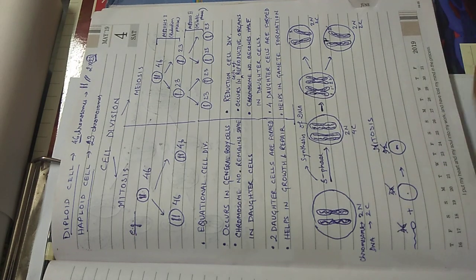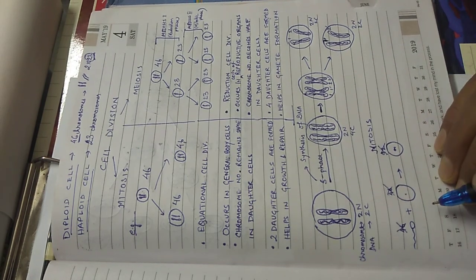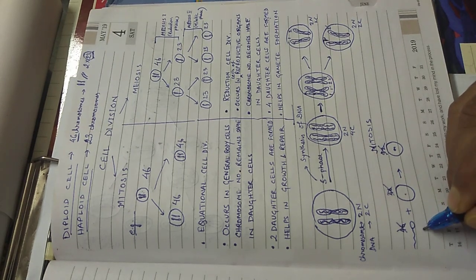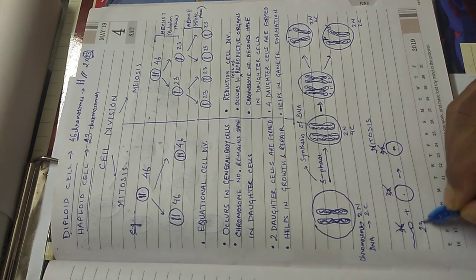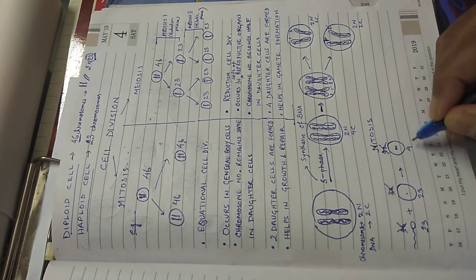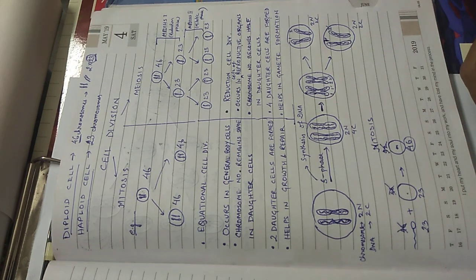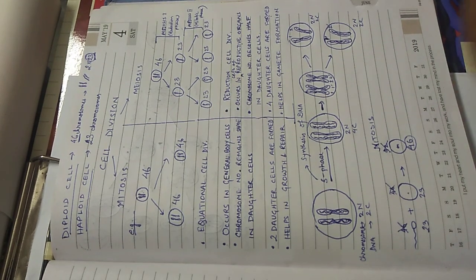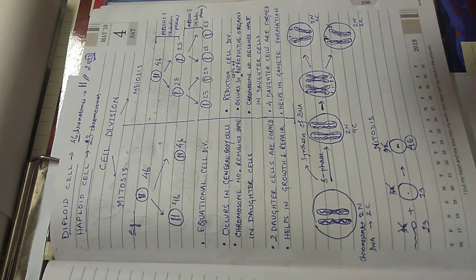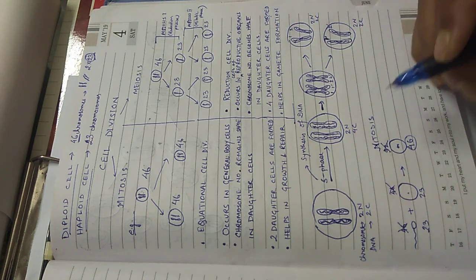Therefore, during gamete formation, the chromosome number should become half. For example, sperm will have 23 chromosomes, egg will have 23 chromosomes. When they fuse in the zygote, the original number of chromosomes is restored. That is the reason why meiosis is required and the number of chromosomes needs to become half in the gametes.